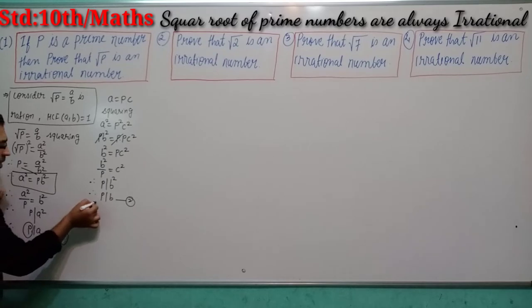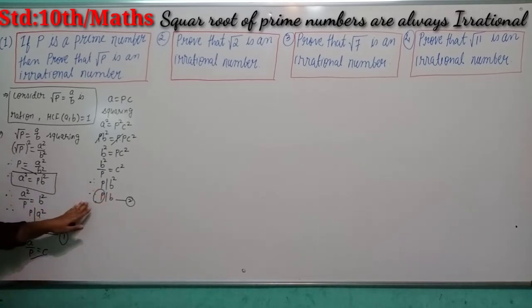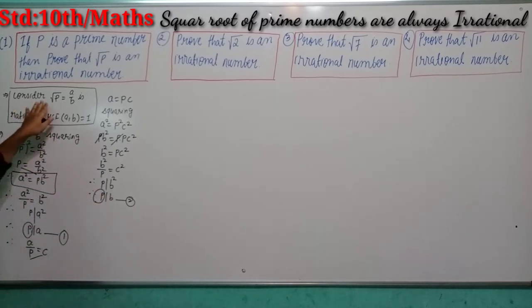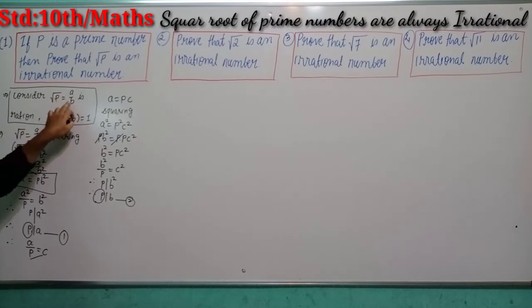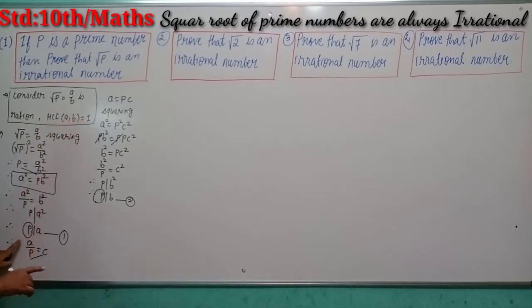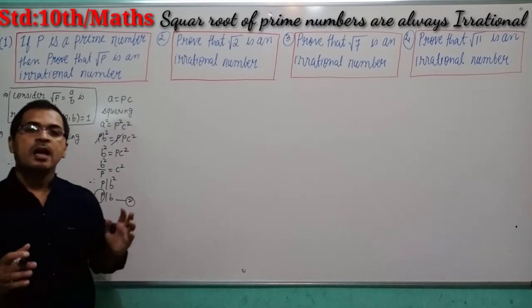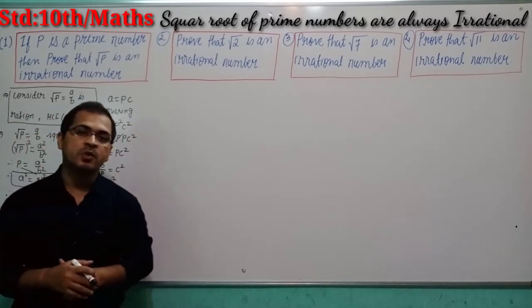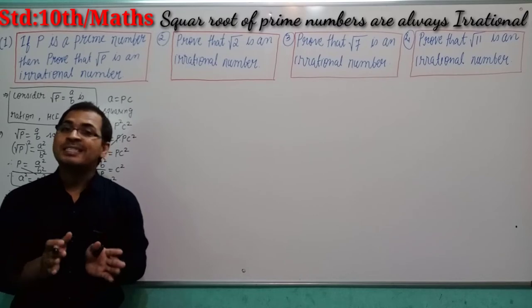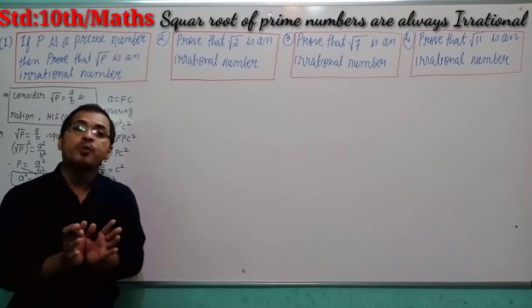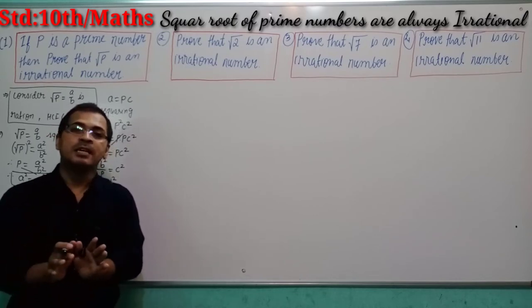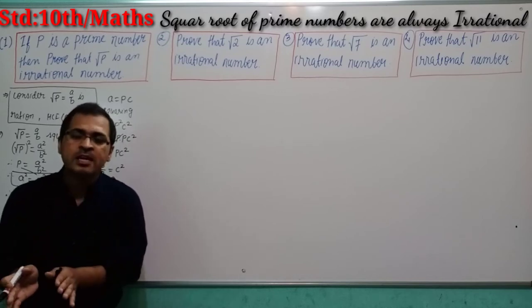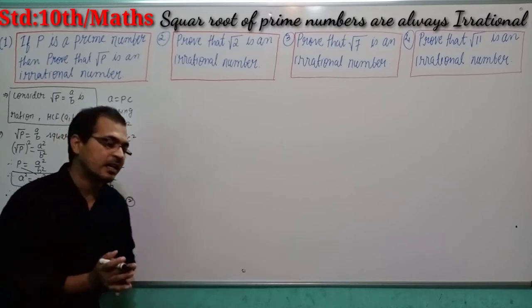P is a common factor, but as per the condition, if root P is irrational, the condition is what? The HCF of A comma B is 1. But here we are getting what? HCF is P. It means, students, our supposition is wrong. It means root P, assumed rational, can't be proved as rational. A thing which is not rational, it means what? It is irrational. Right students?